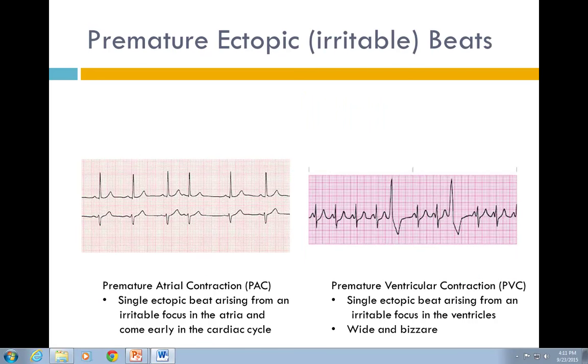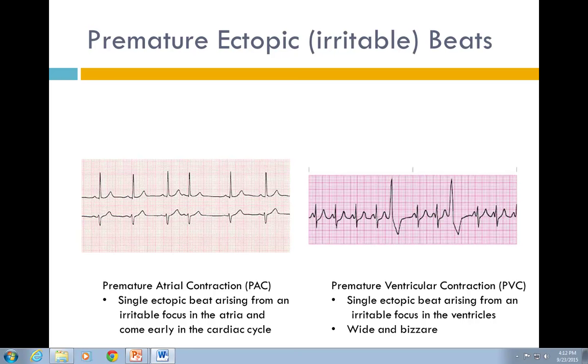The next topic is premature ectopic beats. Premature ectopic beats are ectopy or irritation of the heart muscle originating outside of the SA node. Again, there's some firing that's going on that's not originated in the actual SA node. But these are a little different than atrial fib and atrial flutter because it's just a little one-time or two-time incidence versus continuous. So premature ectopic beats have two types identified.